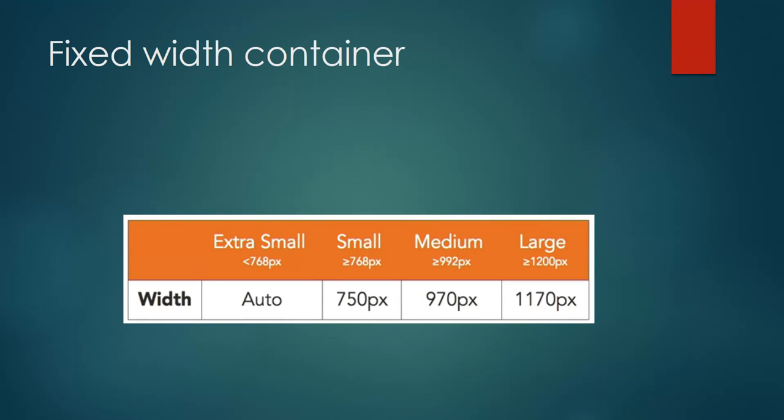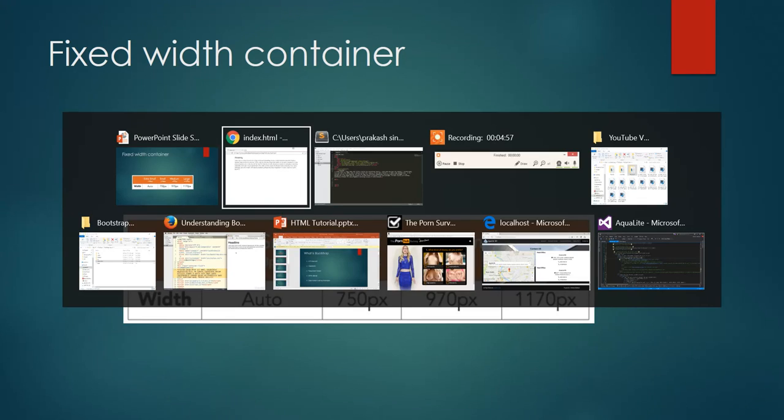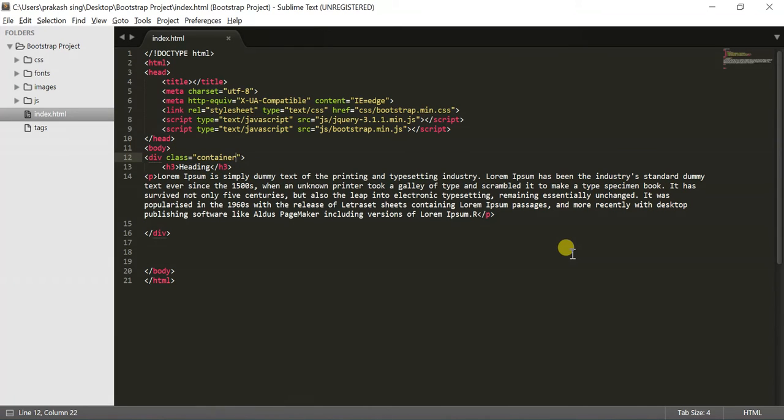Fixed width container remains the same till less than 768. After 750 pixel it will again take the 15 pixel padding, and after that at 970 pixel it again takes the 15 pixel, and again the same goes for the last size. And apart from these sizes there will be a difference in your padding. So this is the basic difference between your fluid container and container.